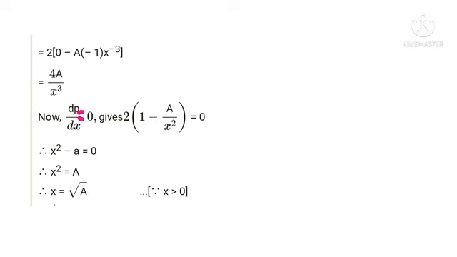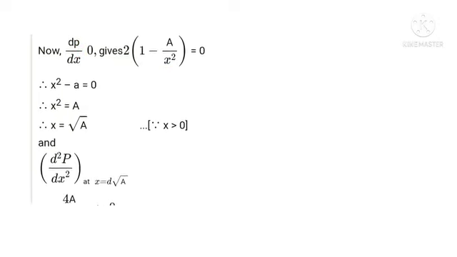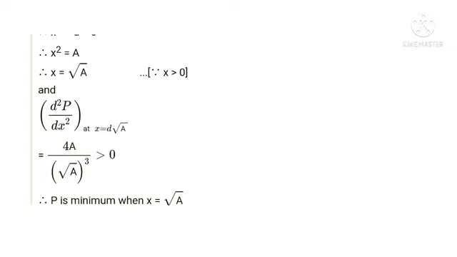Now dp by dx is equal to 0. Put the value of dp by dx, 2 into bracket 1 minus a upon x square is equal to 0. Take LCM, x square minus a is equal to 0, x square is equal to a. Therefore you get x is equal to root a, where x is greater than 0.